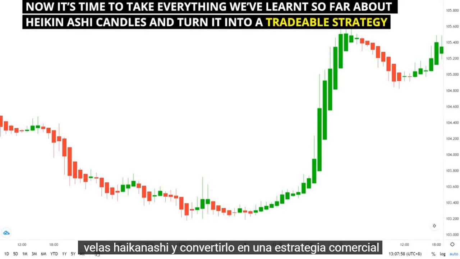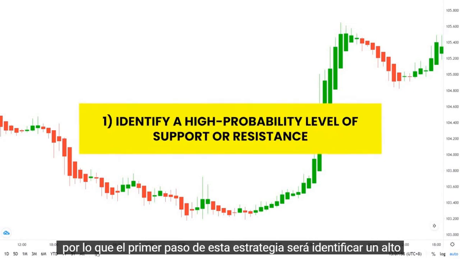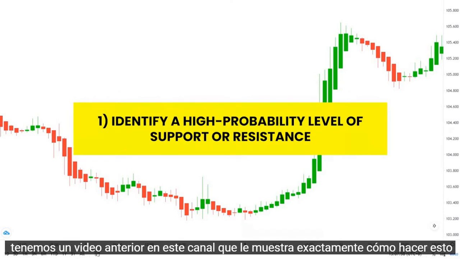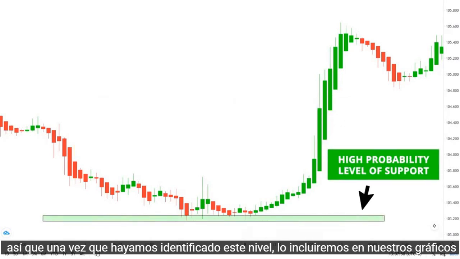Okay, now it's time to take everything we've learned so far about the Heiken Ashi candles and turn it into a tradable strategy. So the first step of this strategy is going to be to identify a high probability level of support or resistance. We have a past video on this channel showing you exactly how to do this. So once we've identified this level, we're going to draw it in on our charts.